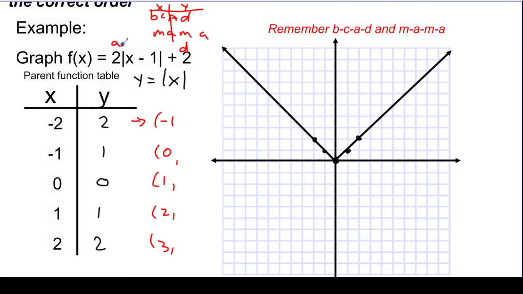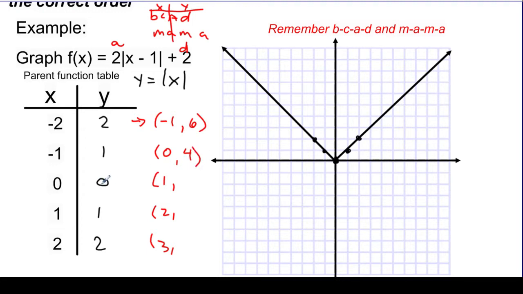So if I were to do that, this says times 2 plus 2. Times 2 plus 2. So if I take the y coordinate and do times 2, I get 4, and then add 2, I get 6. If I multiply this by 2, I get 2, and then add another 2, I get 4.